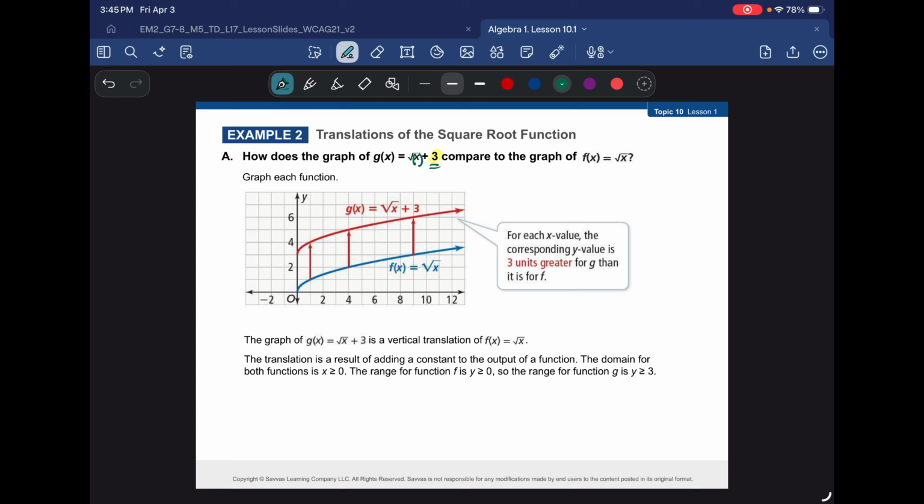The domain is still going to be all positive real numbers, and the range is still going to be positive, but instead of starting at 0, look where our function starts. Now it starts 3 units up from 0. So 3 units up from the parent function. So now our range is going to be greater than or equal to 3 because every output, including the initial value, is shifted up 3 units.